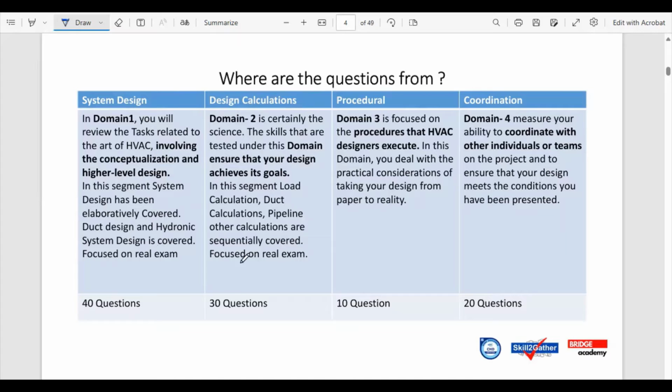Design calculations, around 30% of the questions are from calculations. So you must know how to answer the questions relevant to load calculations, duct design, and pipeline designs.